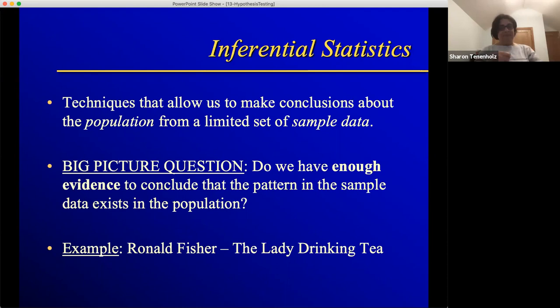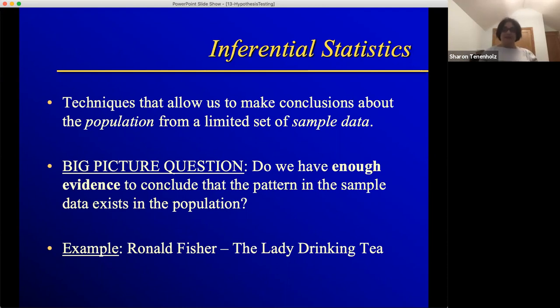And then they mixed up the cups. They kept track of which was which, but they put them in a random order and presented them to Muriel Bristol, and she was supposed to taste each cup of tea and indicate whether the tea went in first or the milk went in first. And Ronald Fisher is convinced that she's going to get at least half of them wrong, because it's chance.